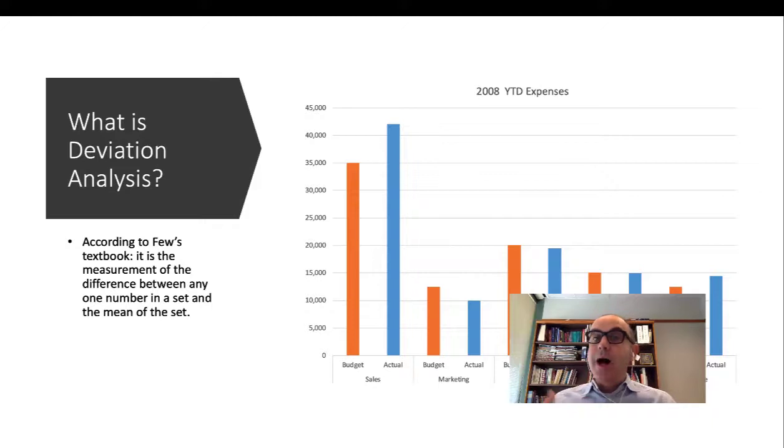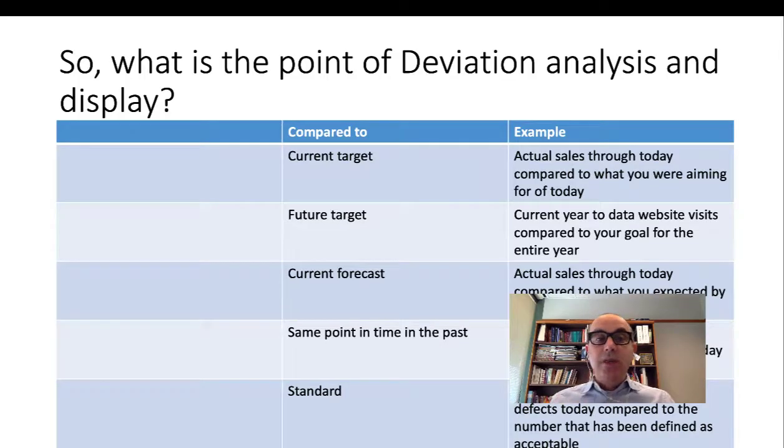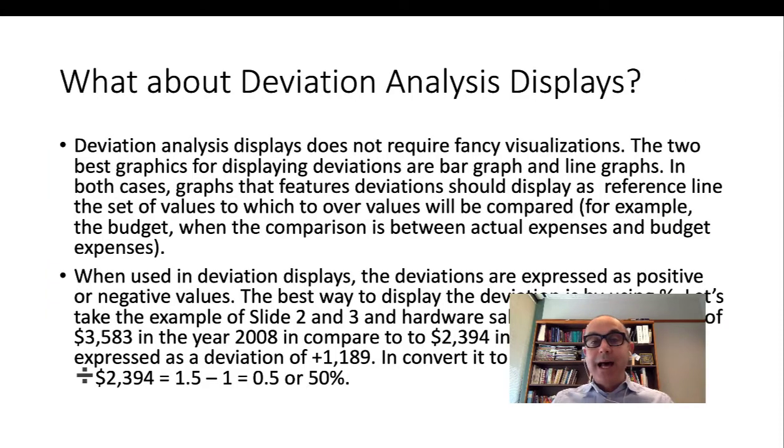Which brings me to our next subject. What is deviation analysis? According to our second textbook, it is the measurement of the difference between any one number and its mean. And so, again, the issue of differences is the key element where visualization can help a lot. So what is the point of deviation analysis and display? He made a comparison between the current target or sample point of time or standard in order for it to apply.